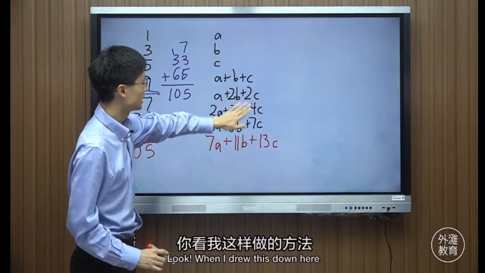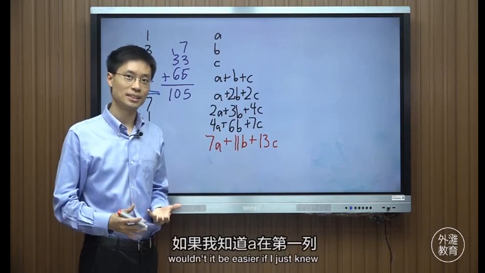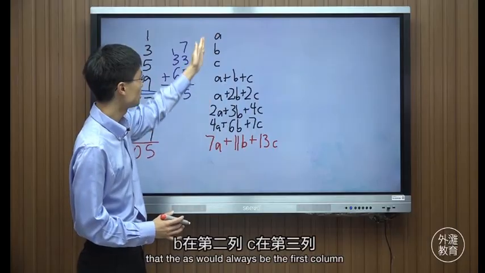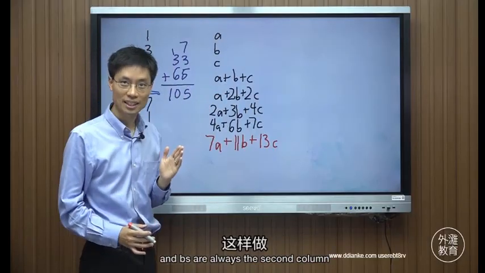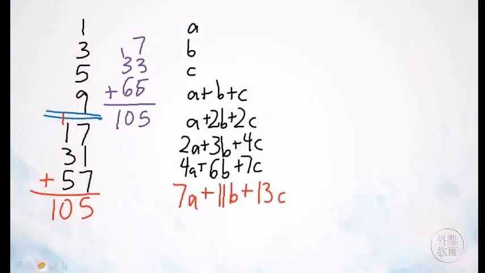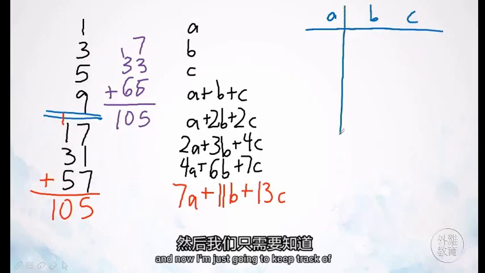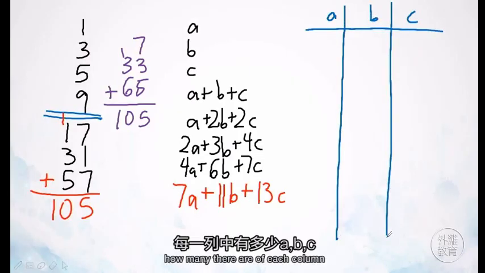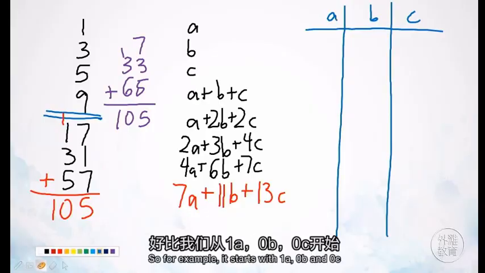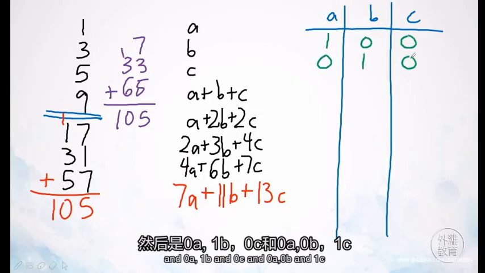Look, when I drew this down here, I just was writing lots of A, B, C. Wouldn't it be easier if I just knew that the A's would always be the first column, the B's are always the second column, and the C's are always the third column? So let me give you another way. I will say here's A, B, and C. And now I'm just going to keep track of how many there are in each column. So for example, it starts with 1A, 0 B's, and 0 C's, then 0 A's, 1 B, 0 C's, and then 0 A's, 0 B's, and 0 C's.